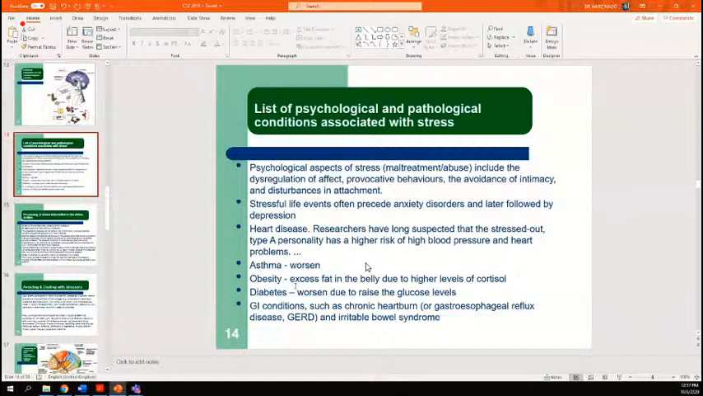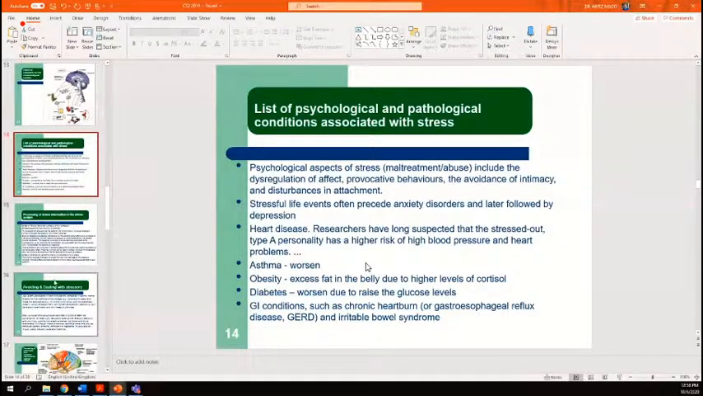And obesity, because of excess cortisol level, which moves the fat away from the other organs, so it is mostly deposited in the belly. So you have central obesity. For diabetes, it becomes worse because of rising glucose level due to cortisol. And for GIT conditions, there are GERD and irritable bowel disease. They become worse probably because of reduced motility due to the effect of sympathetic activation.